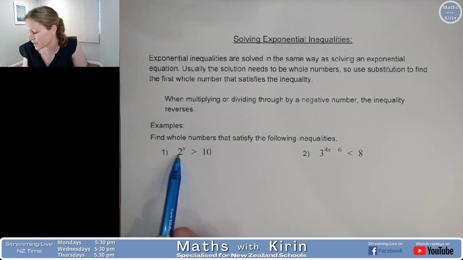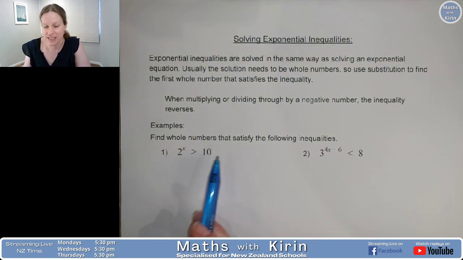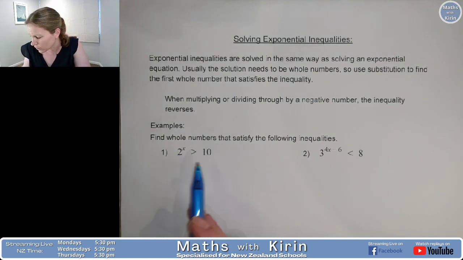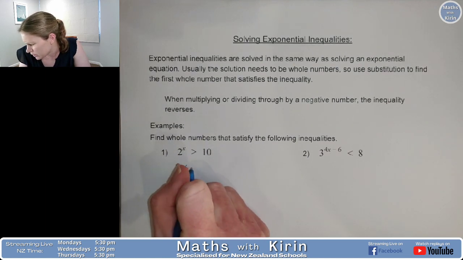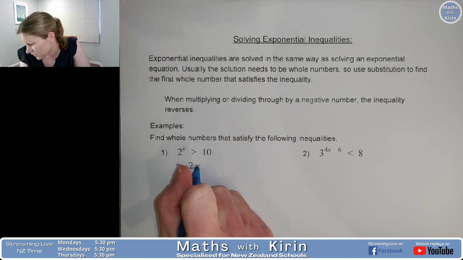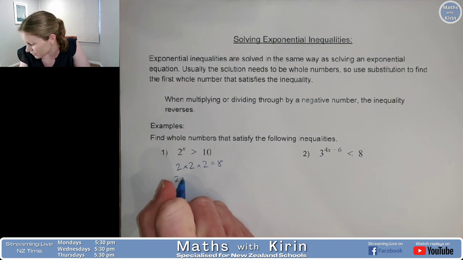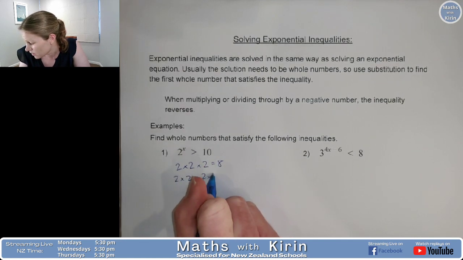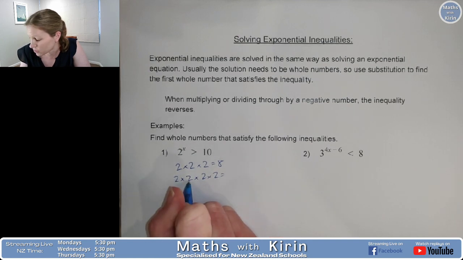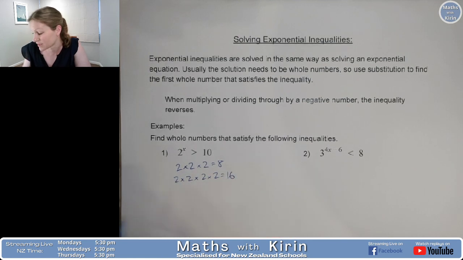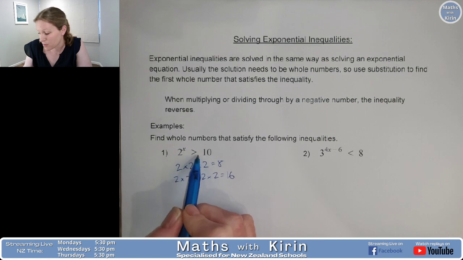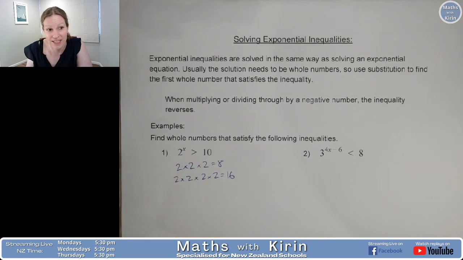So we've got 2 to the power of x needs to be greater than 10. Okay, so 2 times 2 is 4, times 2 is 8. So that gives us 8. If we have 2 to the power of 4, we get 2 times 2 is 4, times 2 is 8, times 2 is 16. Okay, now we want 2 to the power of x to be greater than 10.